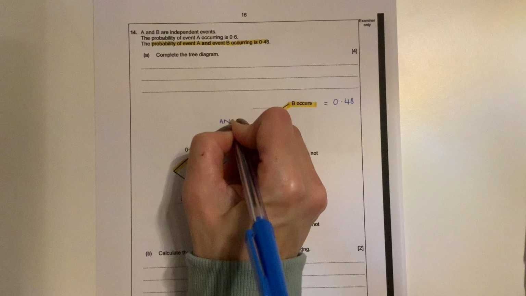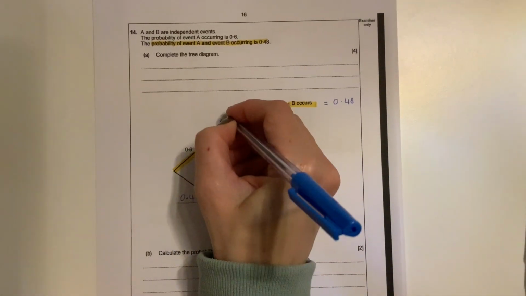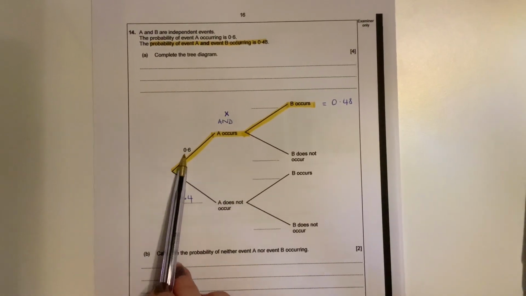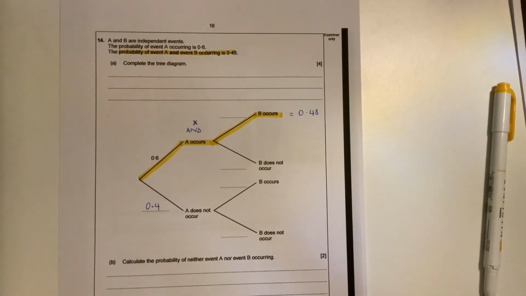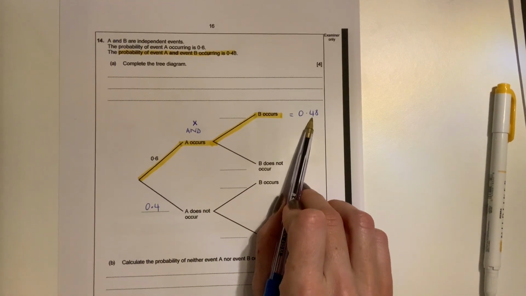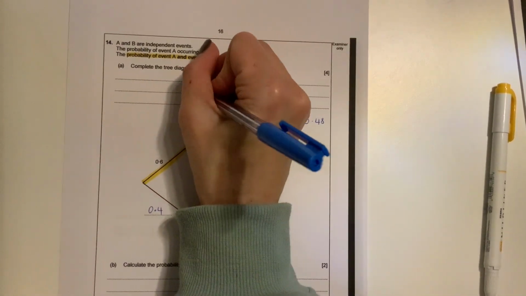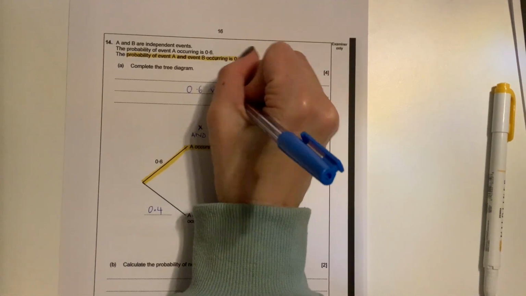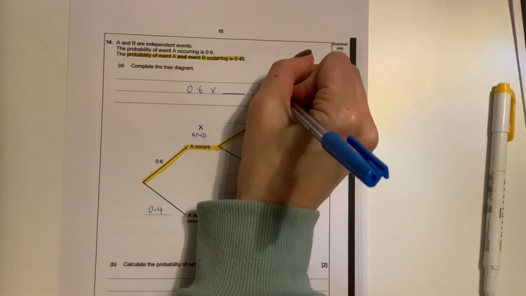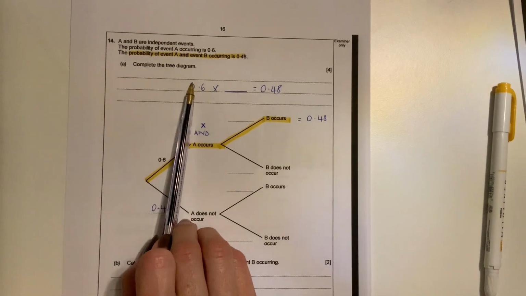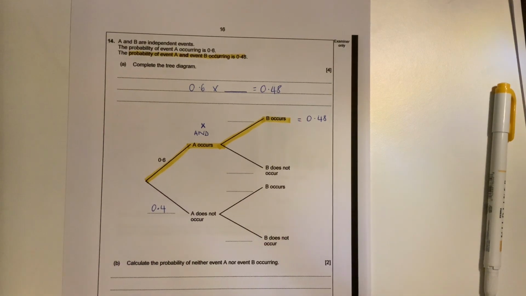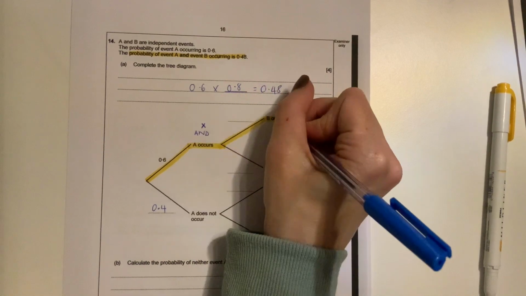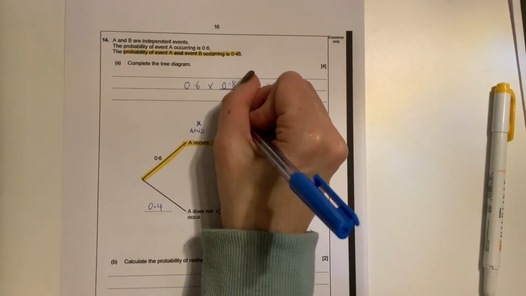So this word and, remember, in probability means to times. So what I've actually got is 0.6 times something makes 0.48. So if I write it down, we can visualise 0.6 times something is 0.48. Now, I like to imagine that the zeros aren't there. 6 times something is 48, which is 8. So this number here has to be 0.8. So the probability of event B happening is 0.8.